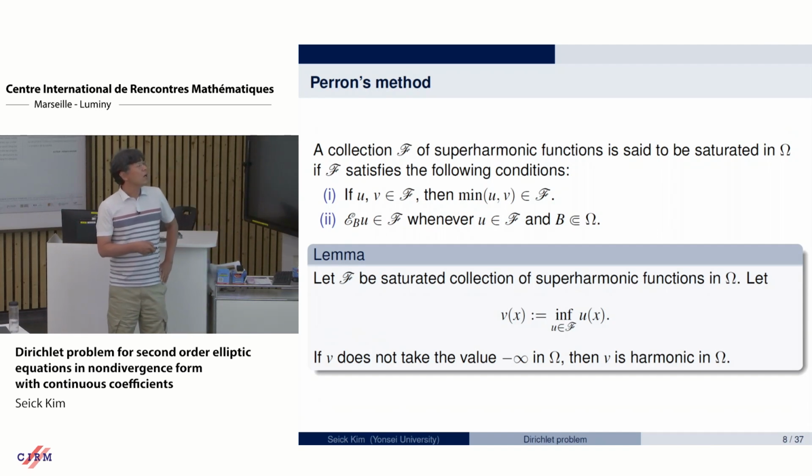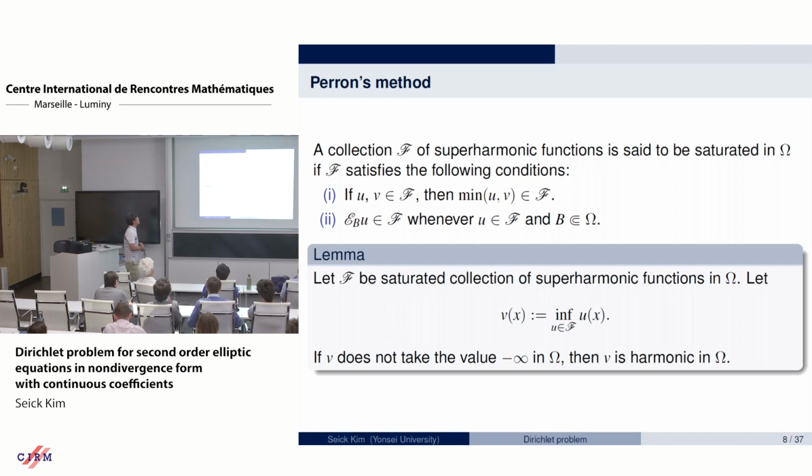You have a collection of superharmonic functions F. We say that collection is saturated if those two properties hold. If u and v are given, then the minimum of u and v is still in the family, and then this harmonic lowering of u is still in that same family.